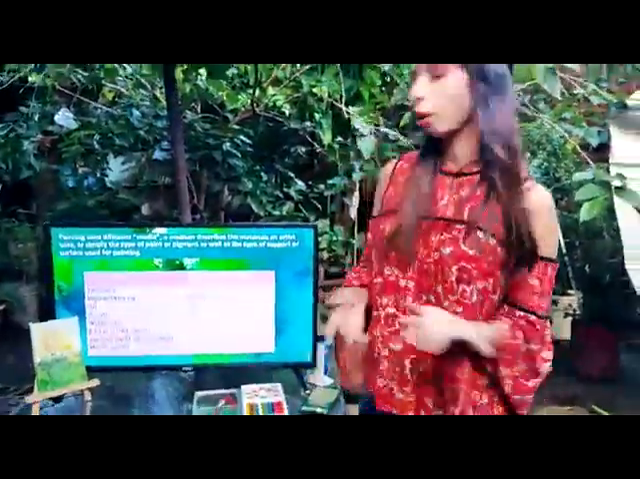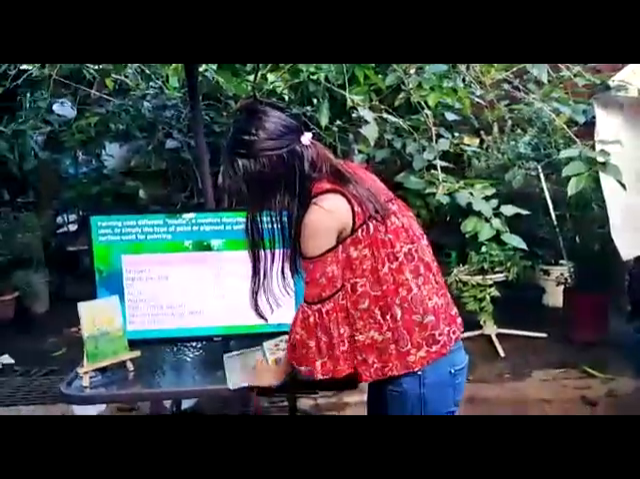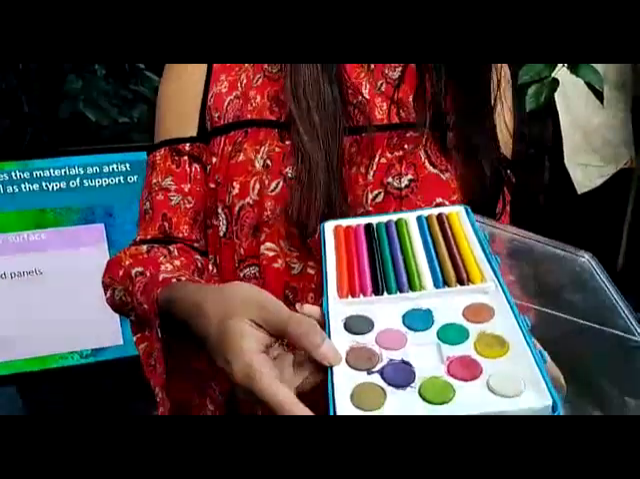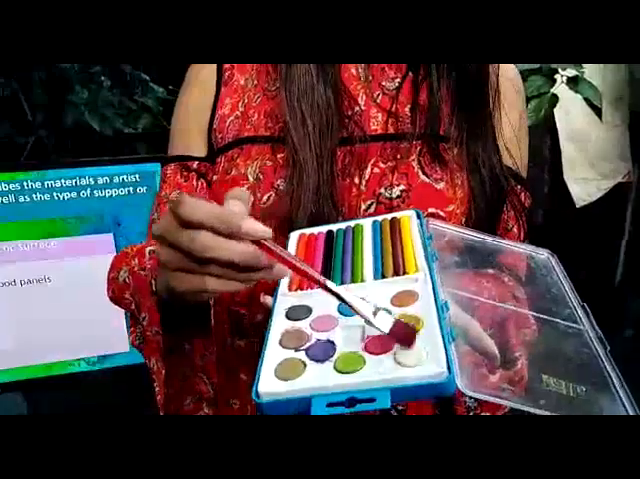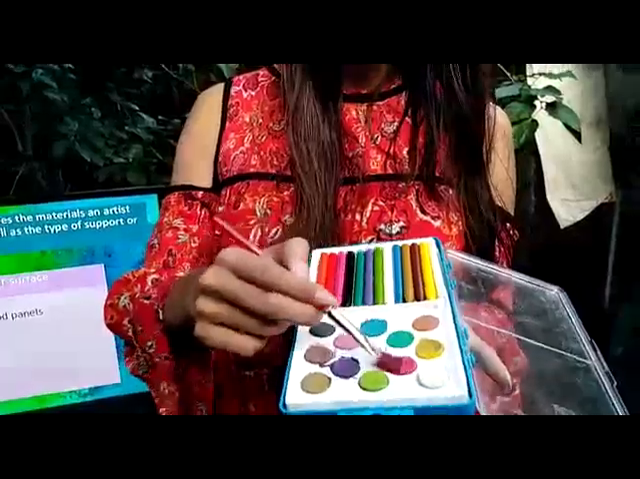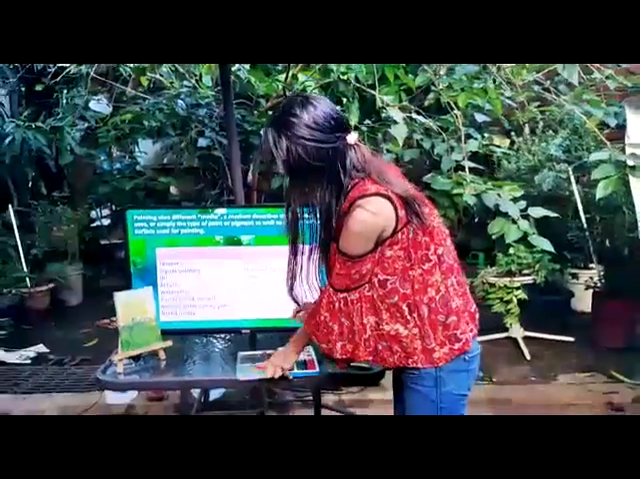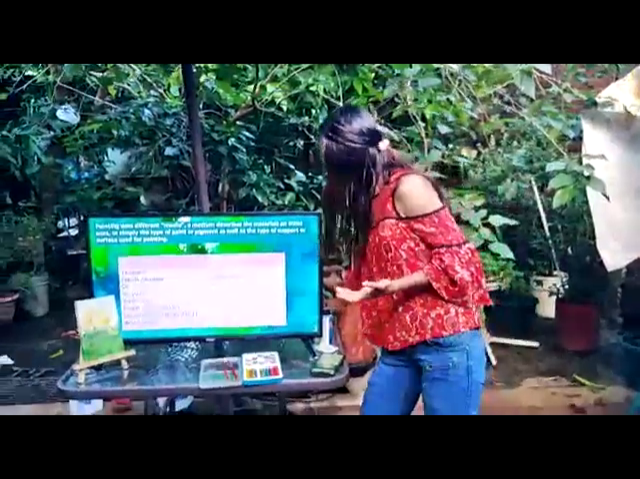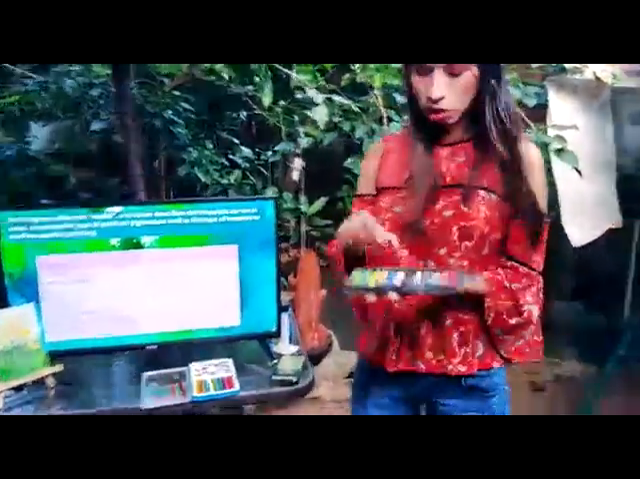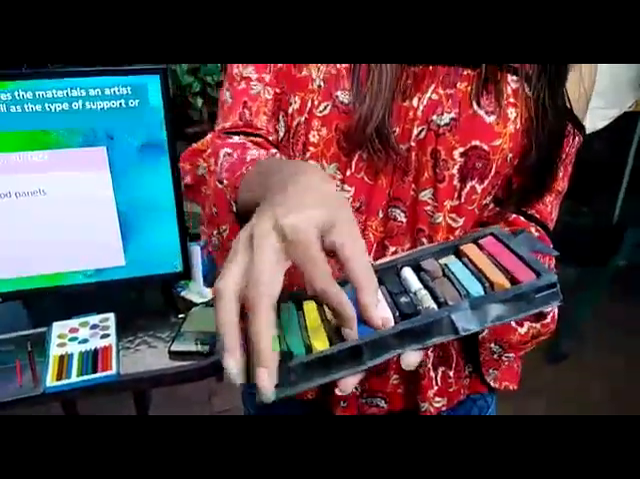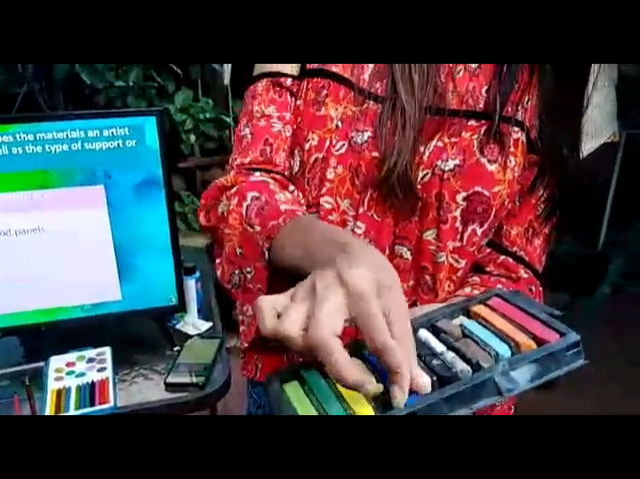Now, what's watercolor? Watercolor is this. Why is it called watercolor? Because in order for us to be able to paint, we need to add water to the paint so we can obtain what we need, right? That is the reason. We also have pastel. These are pastels, also called chalk pastel. These are oily chalks that we can use for painting.